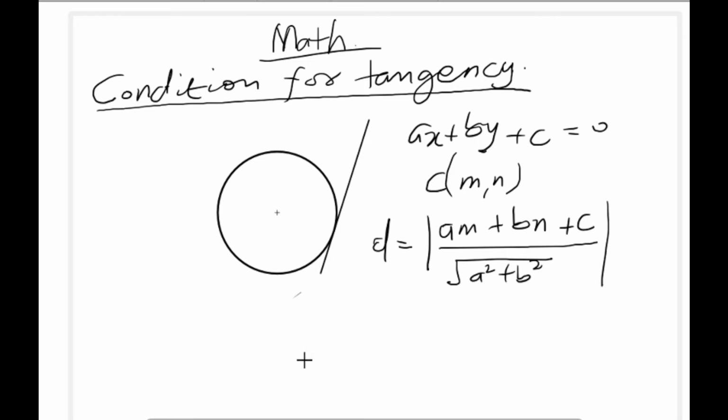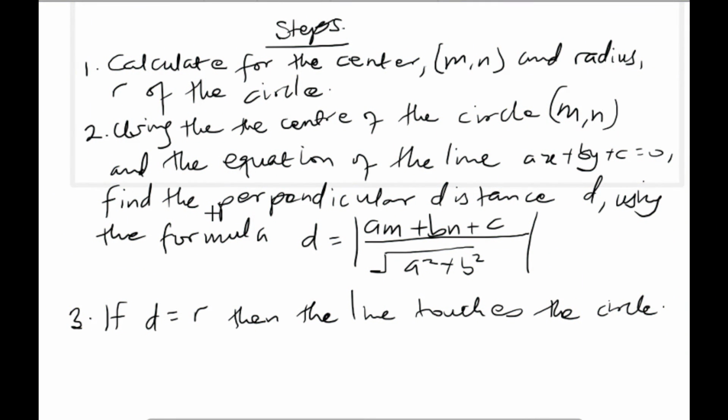Though I've said all this already, let me just try it quickly for those who would like to note it. We have our steps here. The first point says calculate for the center. In this case, because our line already has a and b in its equation, I decided not to use a and b as coordinates of the center again. So I say calculate for the center of the circle with coordinate m, n and radius r of the circle. I have a number of videos on how to calculate for the radius of a circle.